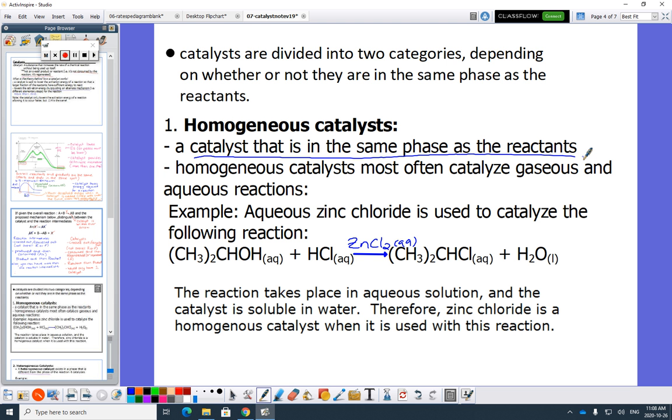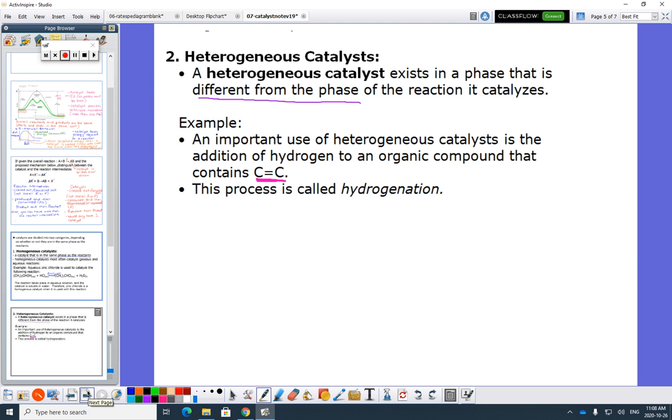And then heterogeneous catalyst is in a different phase. So the example we're going to talk about is hydrogenation. This would be a really similar idea to, like I said, a catalytic converter in a car. So they have to be in a different phase. Often that different phase is a solid and gas, like I said.